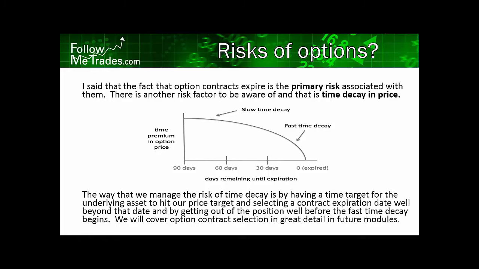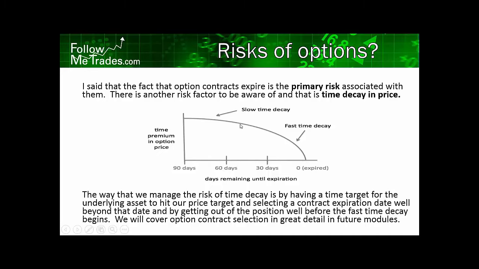I've said a few times that we want to buy contracts that are farther out in time than when we think the stock is going to hit our price target. There's a curve here that you can see plotted from 90 days down to 0, and this curve gets steeper and steeper, in the price of the option contract, the extrinsic value of it.